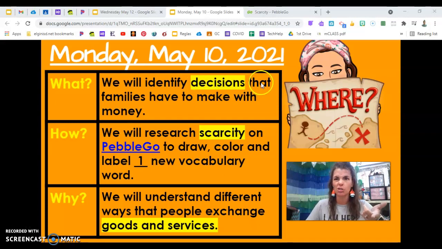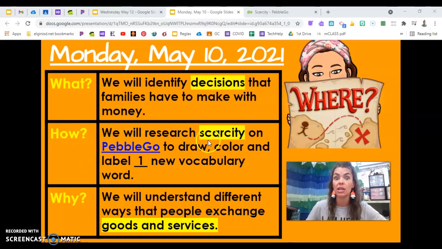Have you ever made a decision before? I made a bad decision to not wear sunscreen, and now my skin is peeling. Today, we're going to talk about decisions with money. How will we study money decisions?